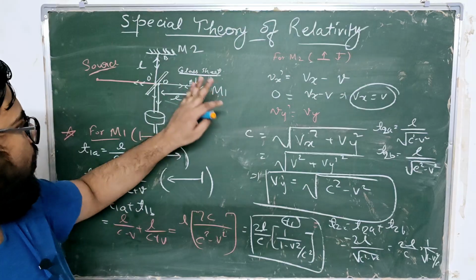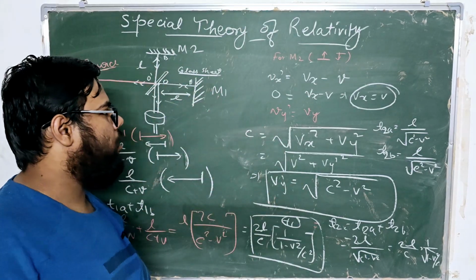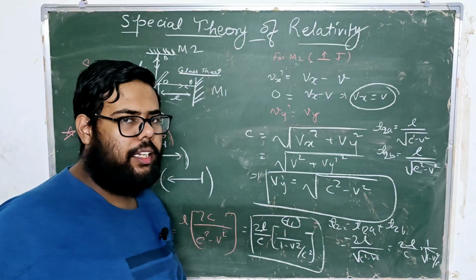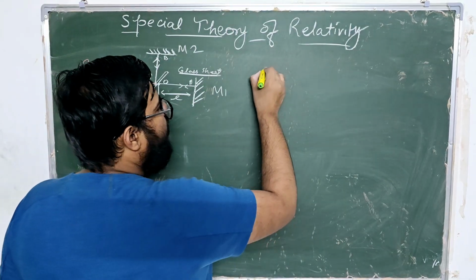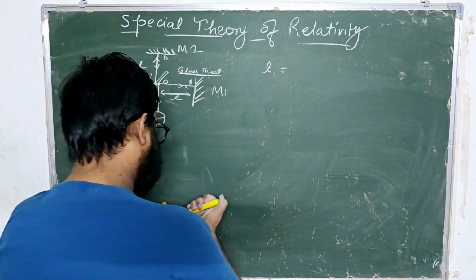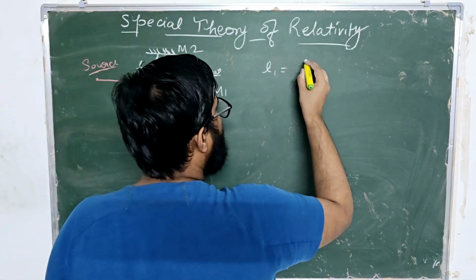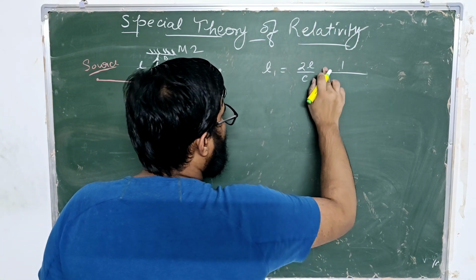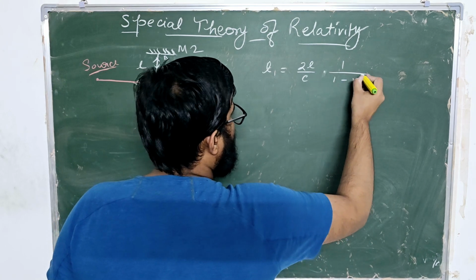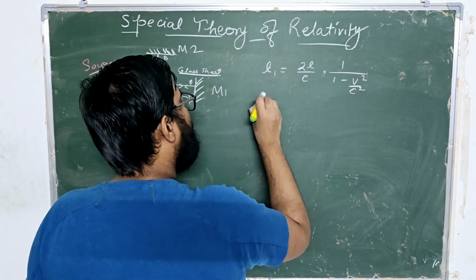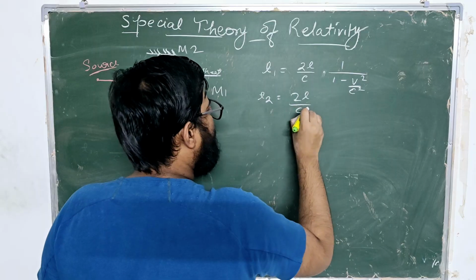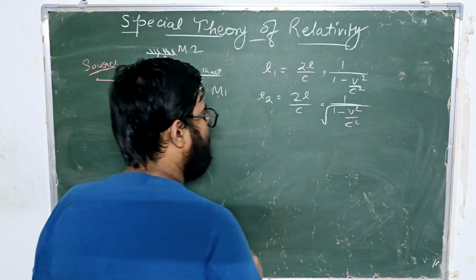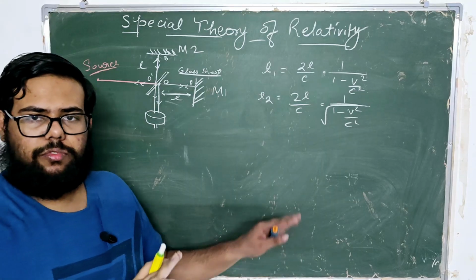Now let me erase all of these things except this, and let me write these two results, and then I will tell you further. So we had got T1 is equal to 2L by C into 1 by 1 minus V square by C square, and T2 is equal to L by C into 1 by the square root of 1 minus V square by C square. Okay, we have got this.